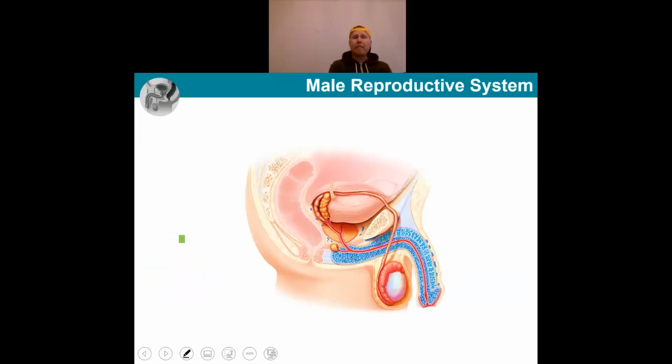What we're going to do to cover the male reproductive system, what I think that we should start with, is that we're simply going to review it part by part by part, using our own sketching abilities.